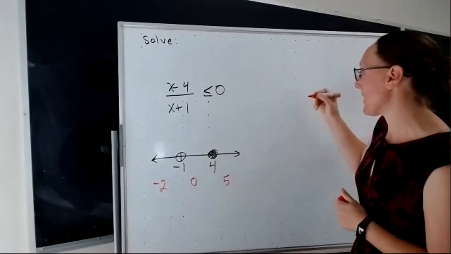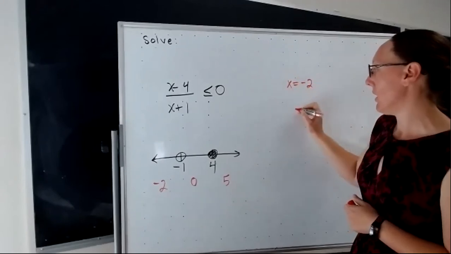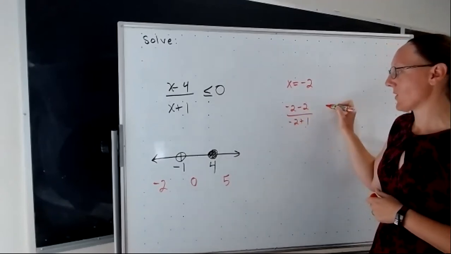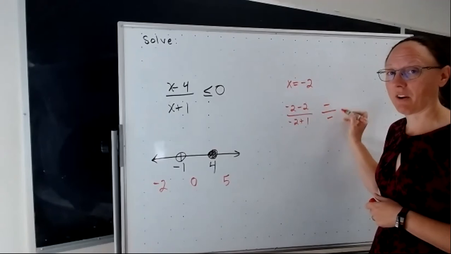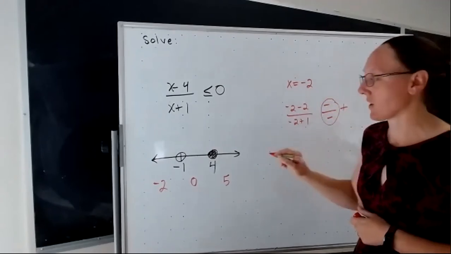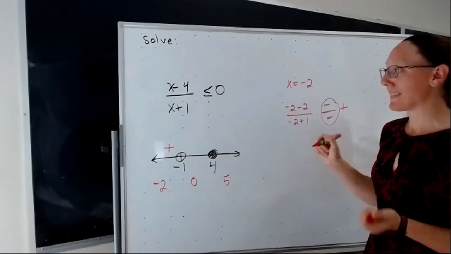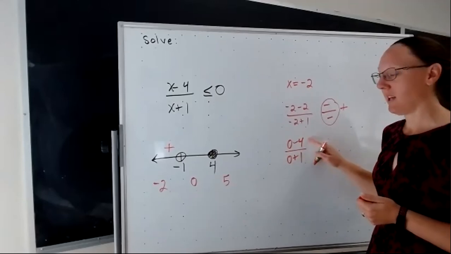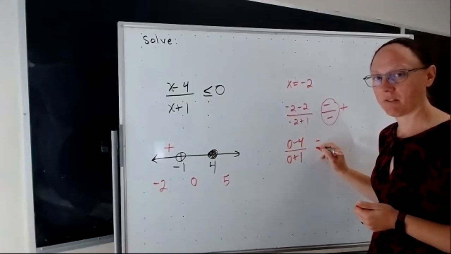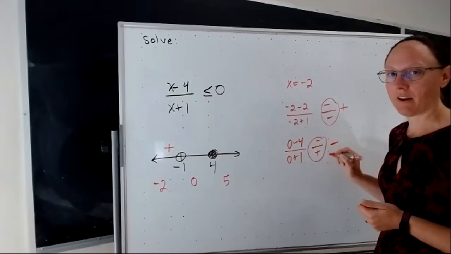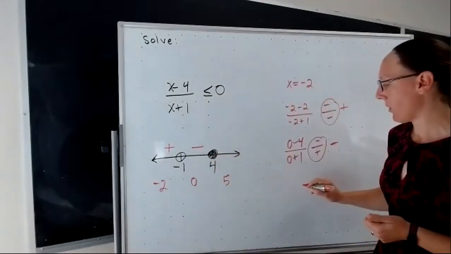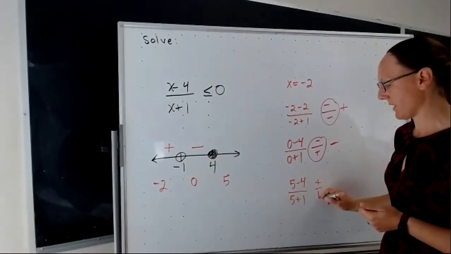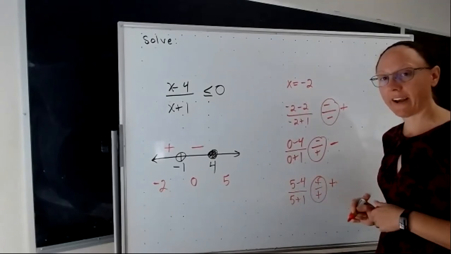So if I plug in x equals -2, I've got -2 minus 4 on top and -2 plus 1 on the bottom. So I've got a negative number divided by another negative number, and overall, it's going to be positive. When I plug in 0, I've got 0 minus 4 over 0 plus 1. That's a negative over a positive. So overall, I've got a negative. When I plug in 5, I have 5 minus 4 over 5 plus 1, that's a positive over a positive. And overall, I end up with a positive.